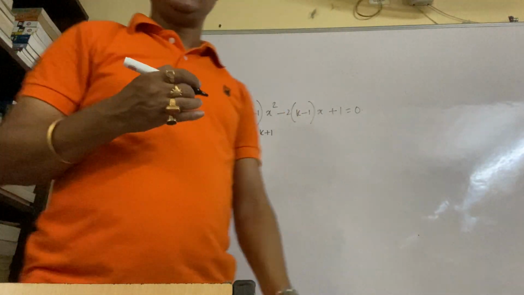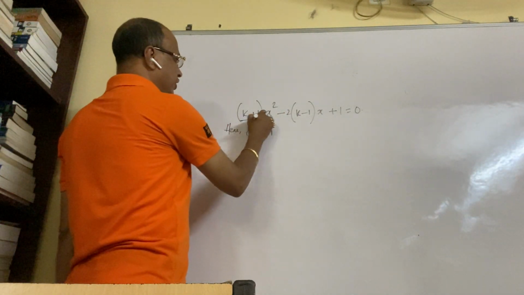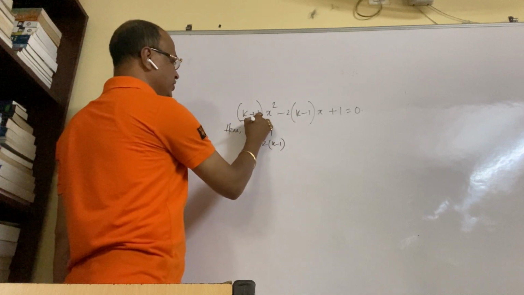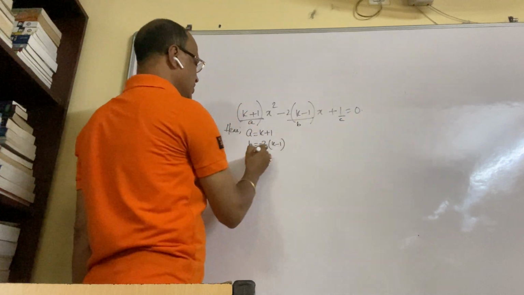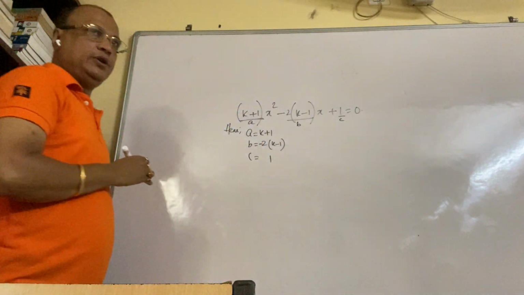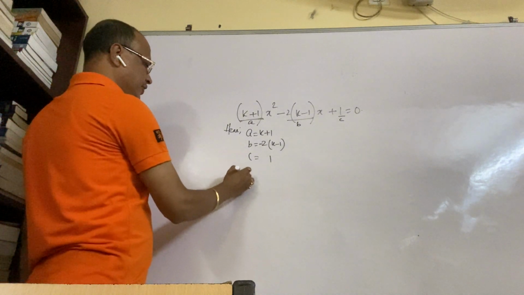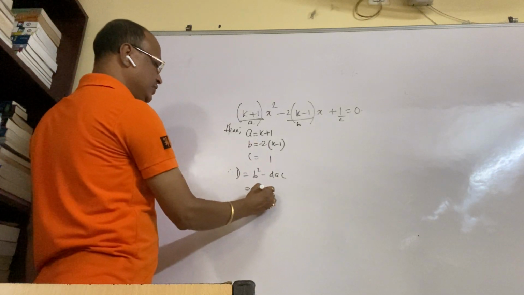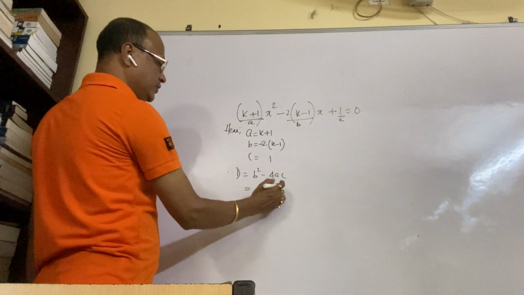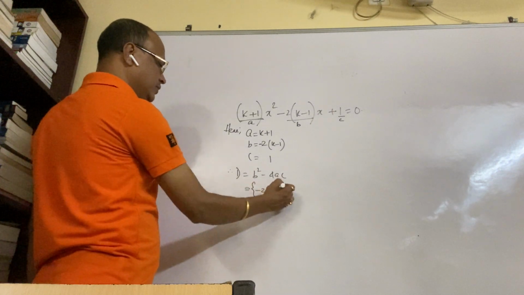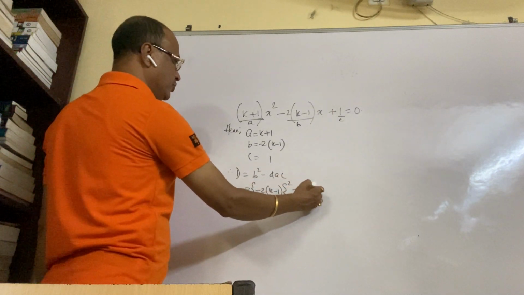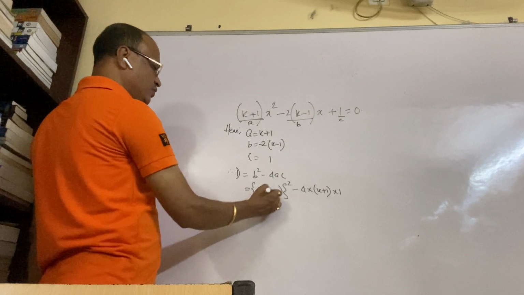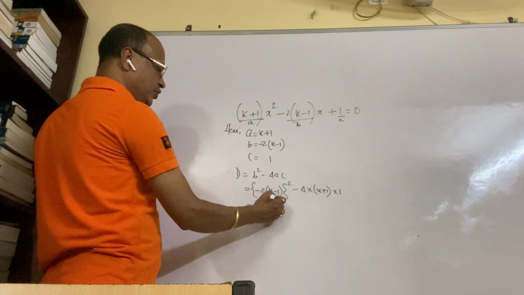और एक लाइट जला दिया, देखो इसको. So this is your a equal to k plus 1, b equal to minus of 2 into k minus 1. Always this term is a, this term is b and this term is c. So c equal to 1. So this is your a, b, c. So we find d. d equal to b square minus 4ac. So b square मतलब b is minus 2 into k minus 1 whole square of this minus 4 into a means k plus 1, c means 1.